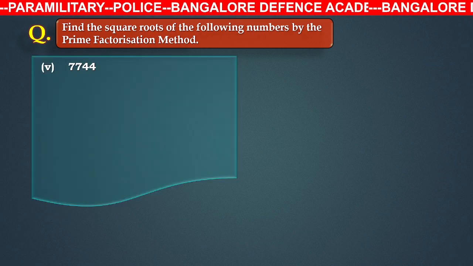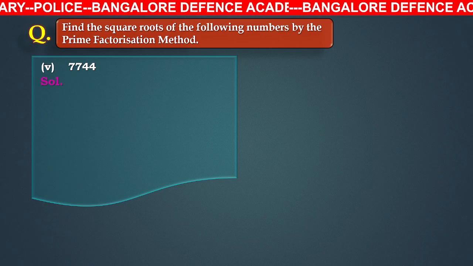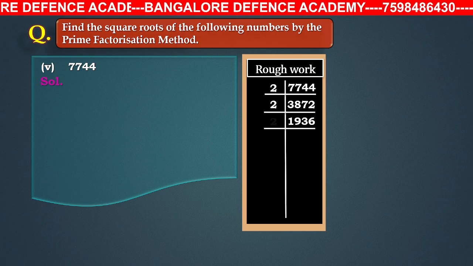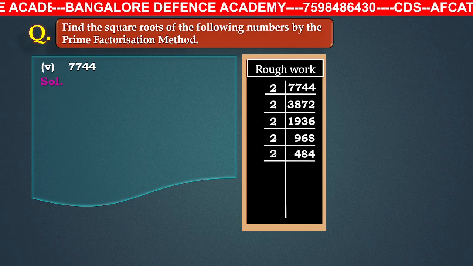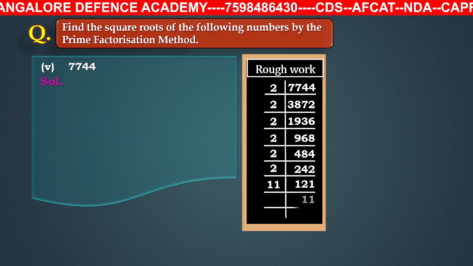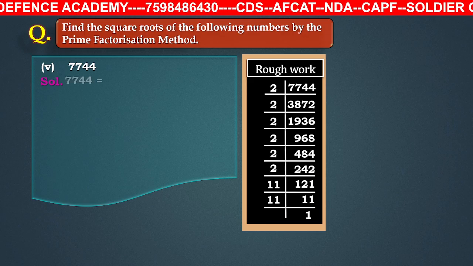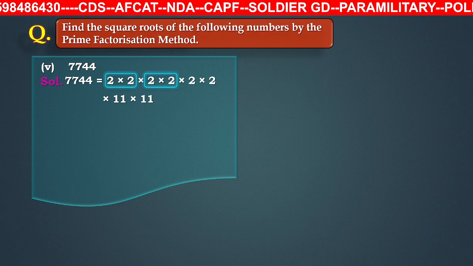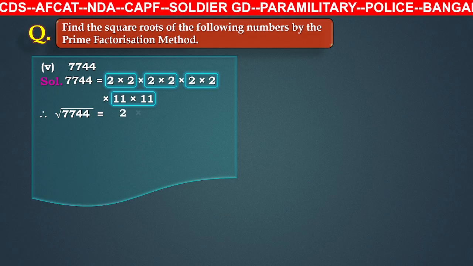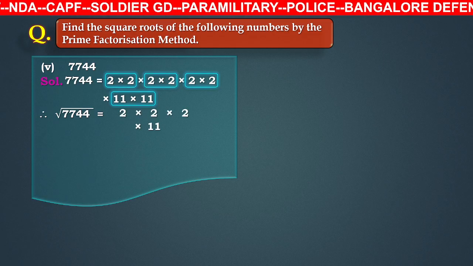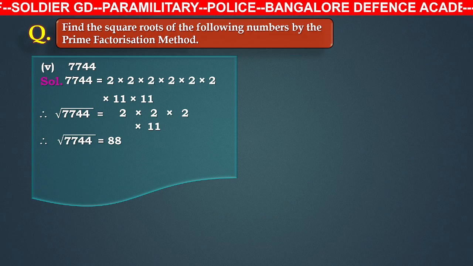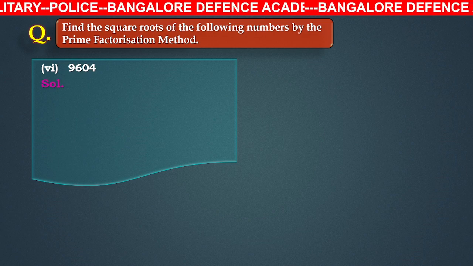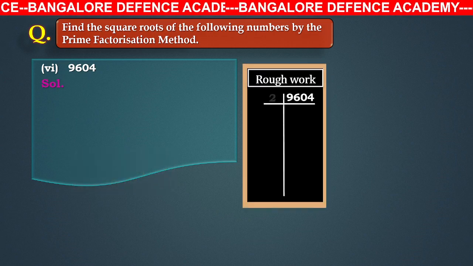Next, in the same way you can try this by yourself, that is 7744. For the rough work, you start with 2, you get 3872, you keep dividing it by 2, then you can further divide it by 11. All these numbers I'm going to write horizontally, that is 2 into 2, and now I'm going to make pairs. Once I make pairs, I get 2, then again 2, then 2, and 11. So the answer is 88. The square root of 7744 is 88.